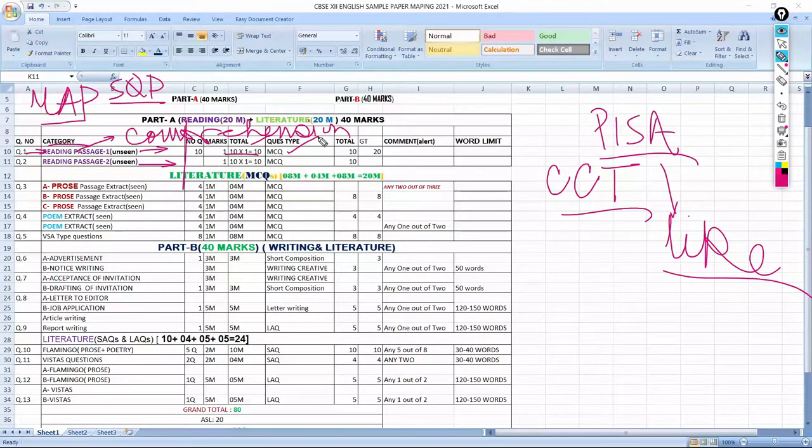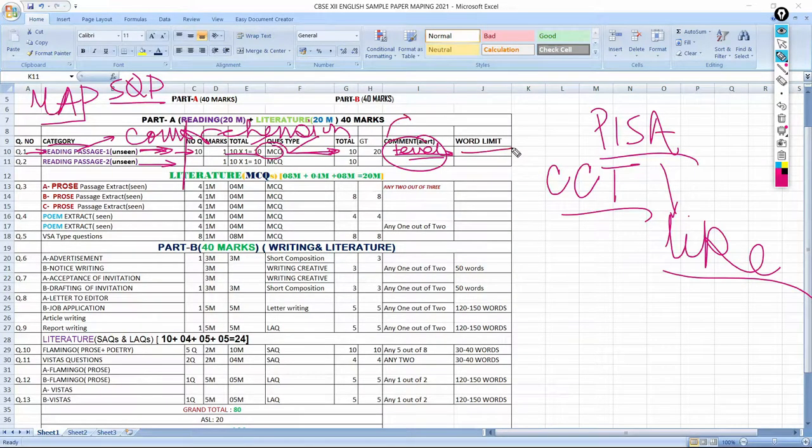Then let us go on. Question number 1, reading passage. Passage number 1 is an unseen passage. The total number of questions will be 10. So, 10 into 1, 10 marks. The question type will be MCQ. Total mark is 10. And the level of the question will not be easy. This will be the standard level.